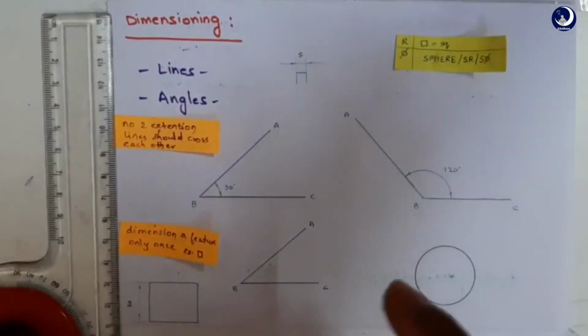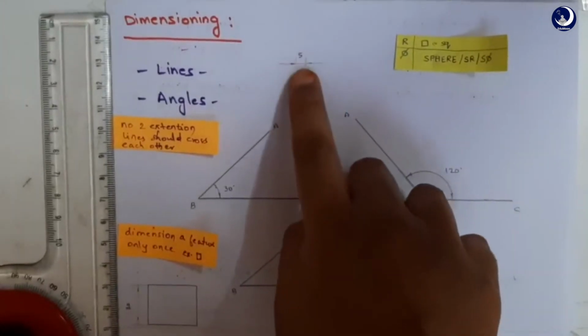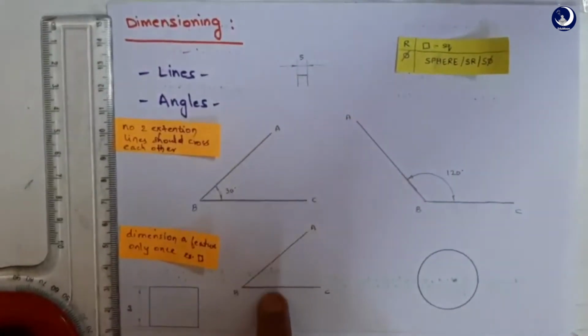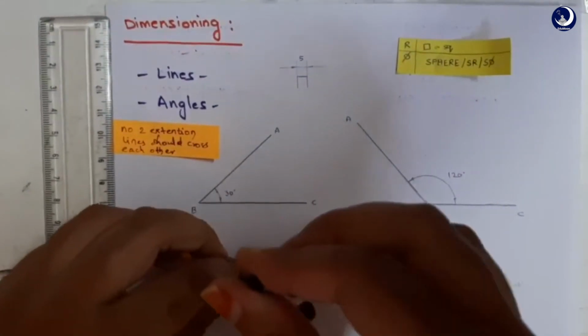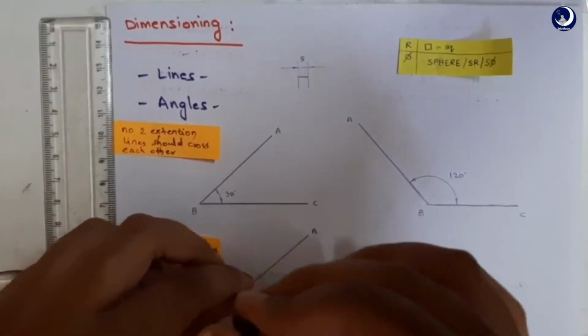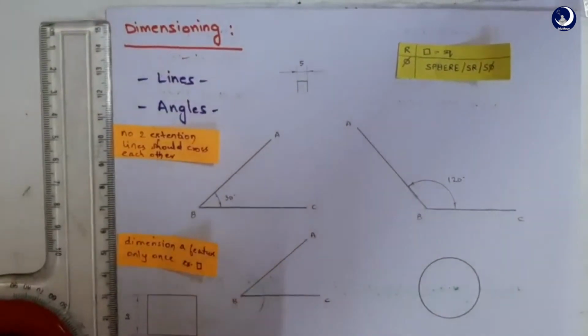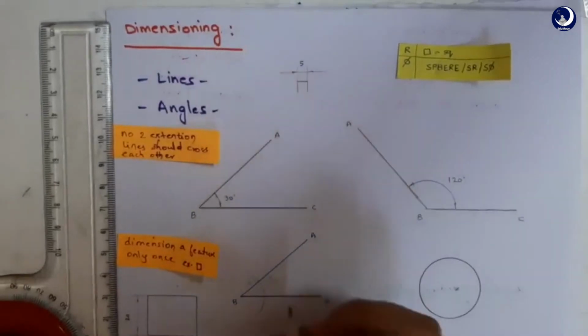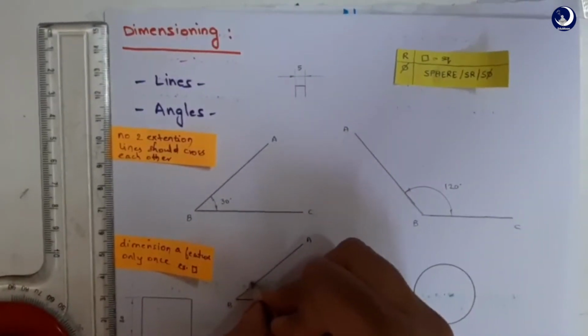If the angle is very small and the arrowheads won't fit, then we can dimension similar to this. I'll show you here. The arc is drawn outside the angles and we'll place the arrowheads inwards, pointing inwards.